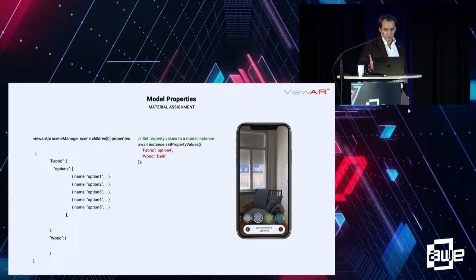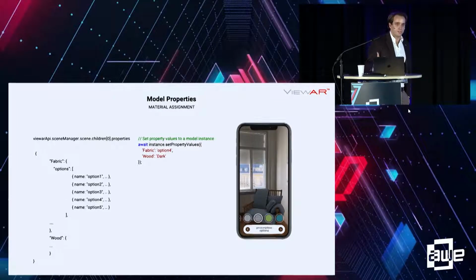Touching the topic of properties, every item has the ability to have color options and configuration options. We call this properties. So, for example, this chair would have an option for fabric with 5 values and an option for wood with other values. And in order to change a material option, you would just trigger a single command saying set property values, fabric goes to option 4, and wood goes to dark.